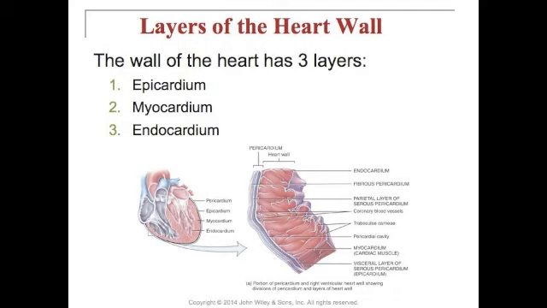So the epicardium is composed of 2 tissue layers. The outermost is called the visceral layer of the serous pericardium. This is a thin, transparent outer layer of the heart wall that is composed of mesothelium. Beneath the mesothelium is a variable layer of delicate fibroelastic tissue and adipose tissue.